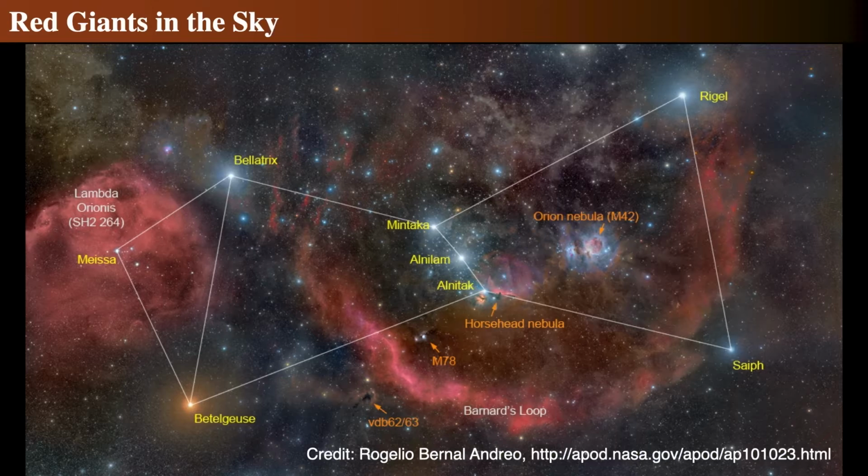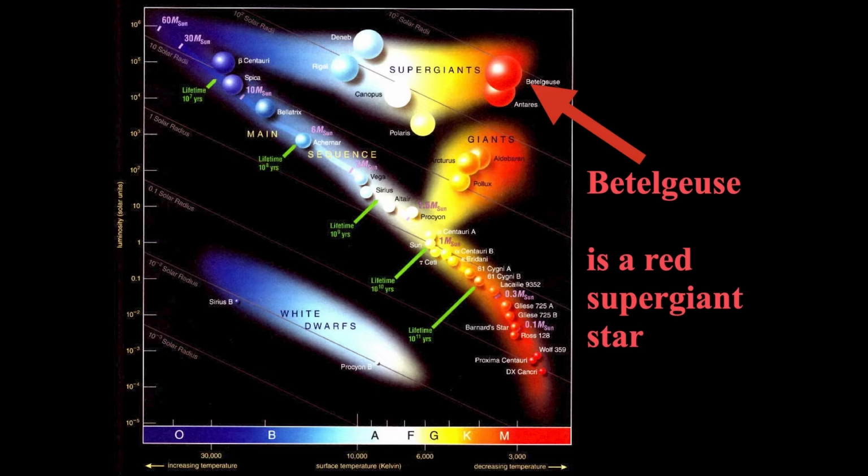And Betelgeuse, this is not an artistic picture, but rather a massive array of pictures put together as a mosaic by Rogelio Bernal Andreo, and it was featured in Astronomy Picture of the Day in 2010. So Betelgeuse is the upper left shoulder of the giant of Orion. And there's all sorts of wonderful things going on in the Orion Nebula and the Orion area of the sky. But Betelgeuse is the star we're going to be talking about. Betelgeuse is a red supergiant star. It lies in the upper right area of the HR diagram with a spectral type of M and a luminosity of about 100,000 times that of the Sun.